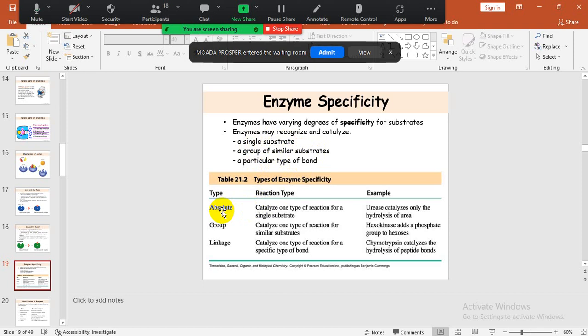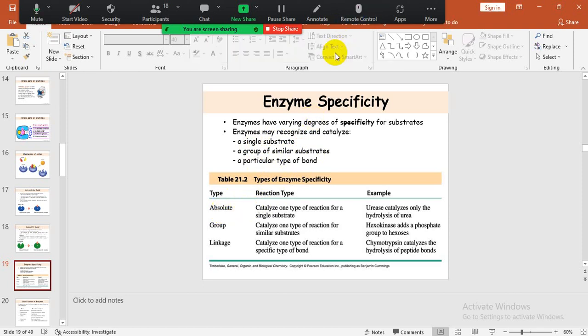For absolute specificity, when we say absolute, it is what? 100%. Total. For absolute specificity, we see that the enzyme catalyzes one type of reaction for a single substrate.